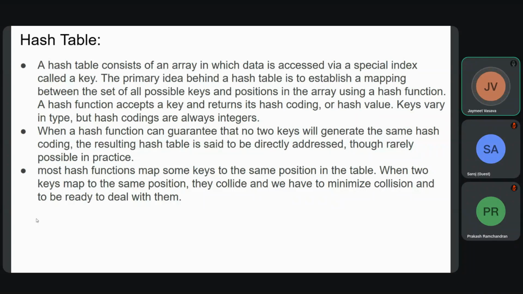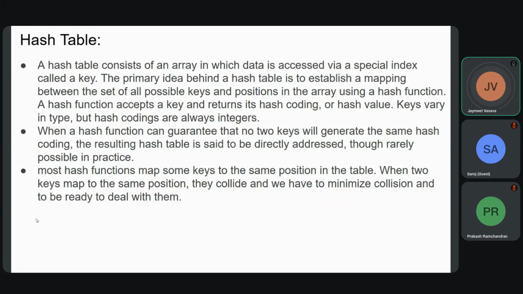So, what are hash tables? A hash table consists of an array in which data is accessed via a special indexed key. A primary idea behind a hash table is to establish a mapping between the set of all the possible keys and positions in the array using a hash function. A hash function accepts a key and returns its hash coding or hash value. Keys vary in type, but hash codings are always integers. So in a way, you can imagine hash tables as a combination of arrays and linked lists.